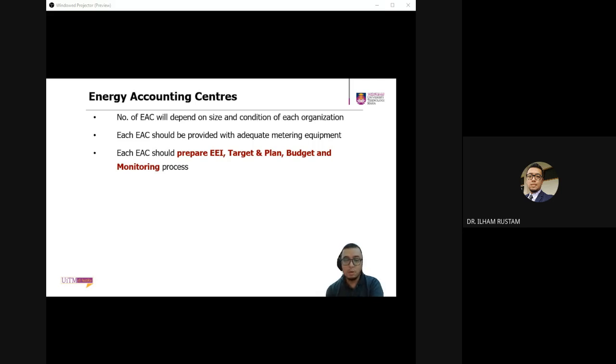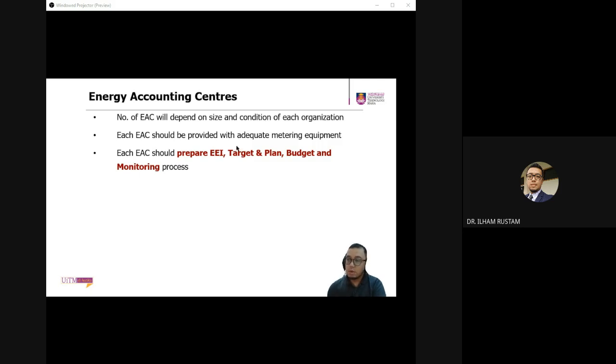Doesn't mean that if the company is bigger but it's just an airport, no point lah you set up EAC banyak-banyak. Most probably one or two should be enough sebab airport kan. But if you're talking about a manufacturing building, even though it's not big, it's just one factory, each department has its own energy consumption that you need to tap. So the EACs will be much more compared to the airport and also big buildings, sebab dia melibatkan proses manufacturing. So it depends on the size and also the condition of the organization.